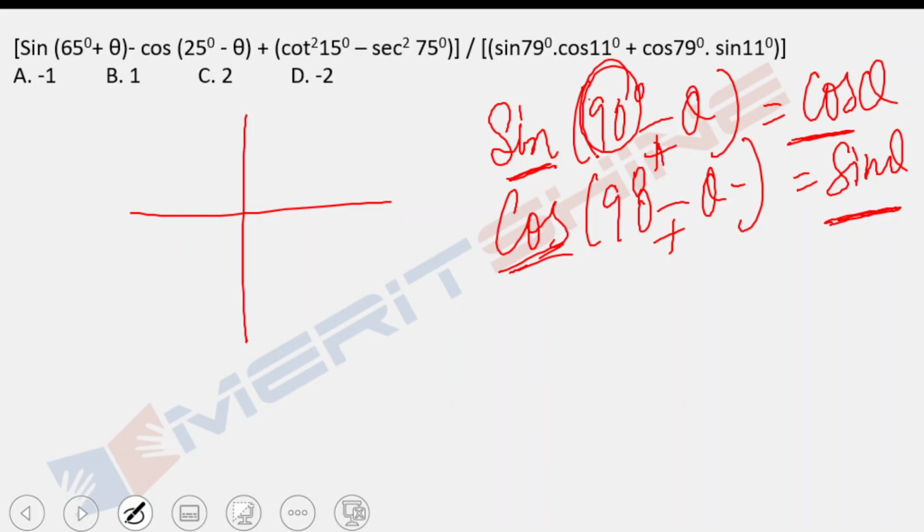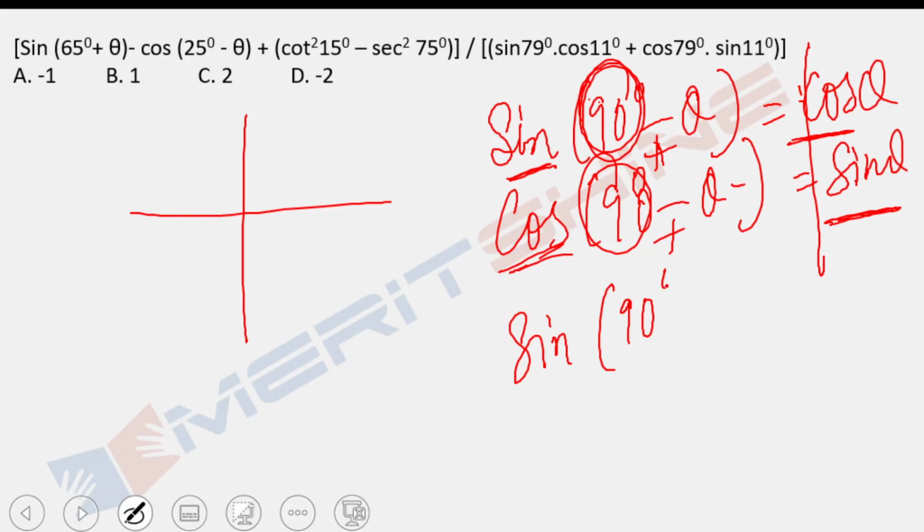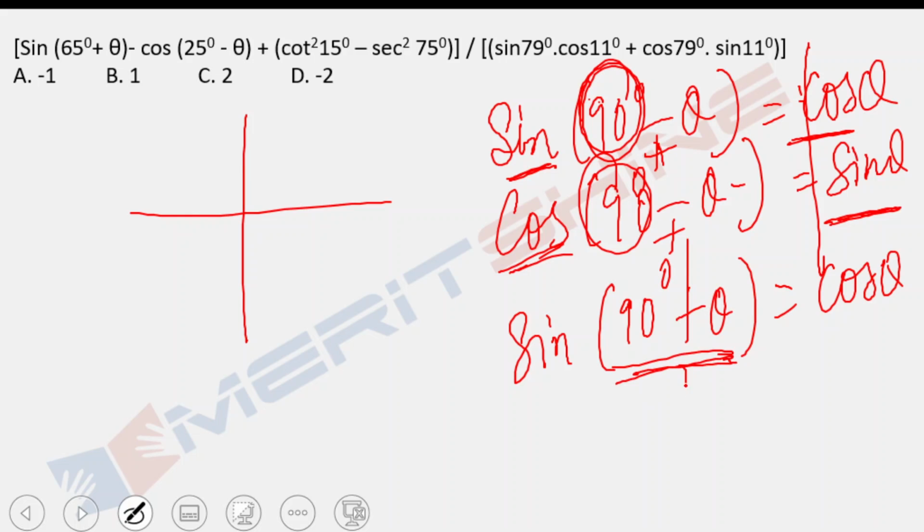Whenever there is an odd multiple of 90, like 1 into 90, 3 into 90, 5 into 90, 270, minus or plus both, the function changes. Here it is positive, cos theta plus sin theta. If it had been sin 90 degree plus theta, then also it would have been positive. Why? Because 90 degree plus theta is in which quadrant, my dear friend? It is in the quadrant of sine, and in that quadrant sine's value is always positive, therefore the value would be plus cos theta.